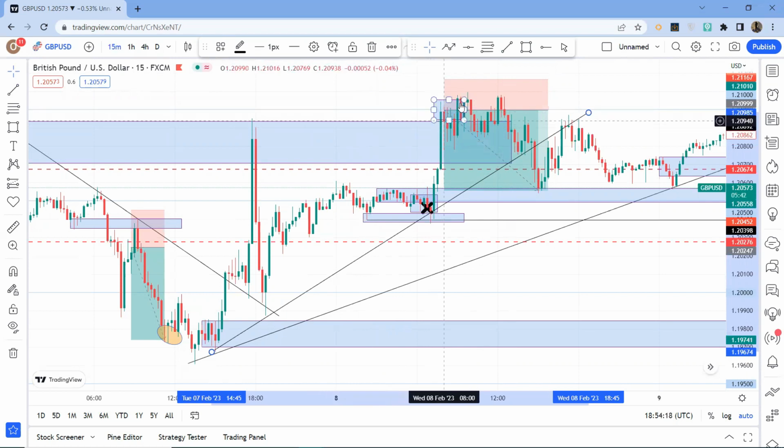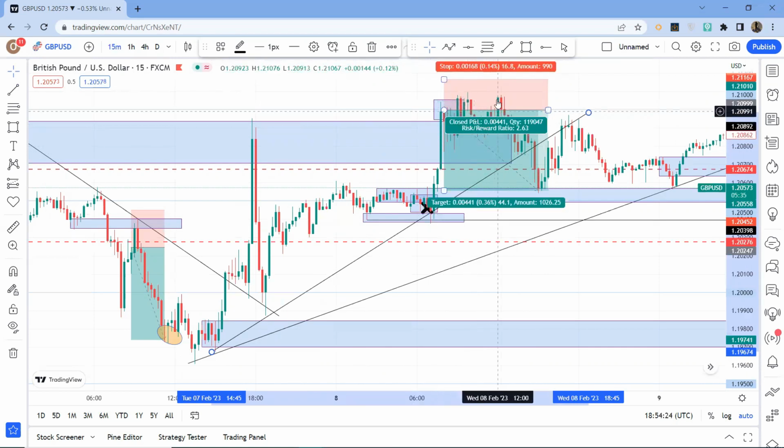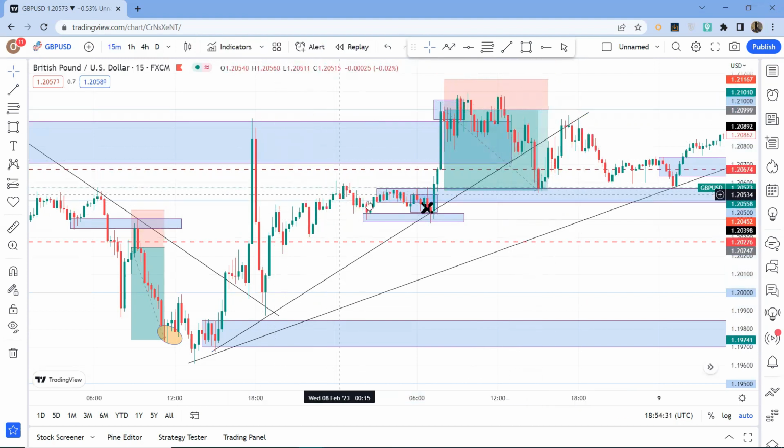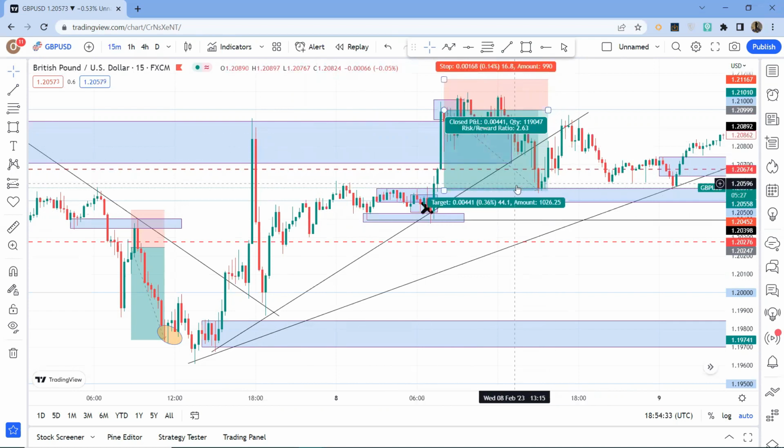This one gave us the M pattern. Then I entered from some engulfing around, I think it was this one. The market just came back, confirmed the move, then dropped to this level. So that was like a resistance turned support. That's why I took profit from here.